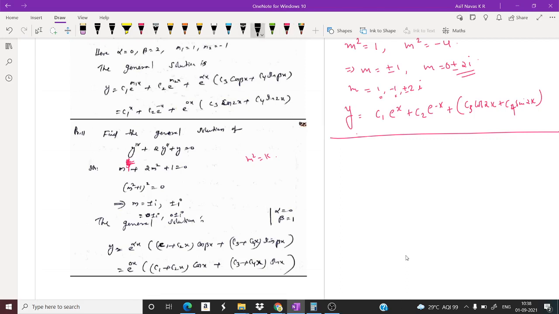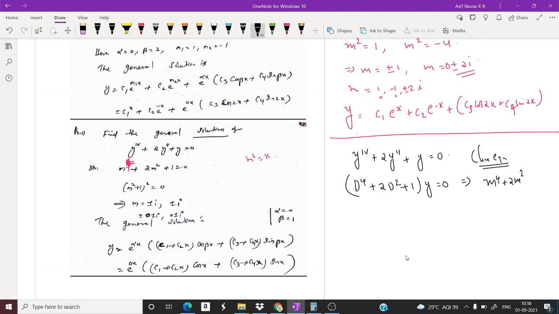Find the general solution of y double dash double dash plus 2 y double dash plus y is equal to 0. So in symbolic form, D raised to 4 plus 2D square plus 1 y is equal to 0, which implies what is the characteristic equation? m raised to 4 plus 2m square plus 1 equal to 0. Either you can put m square is equal to k, which implies k square plus 2k plus 1.